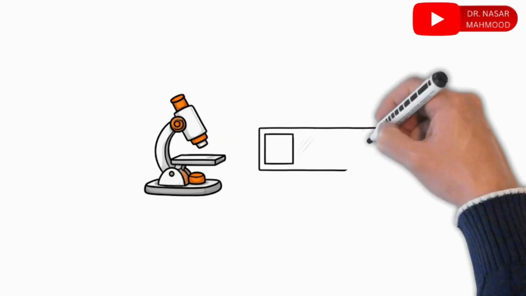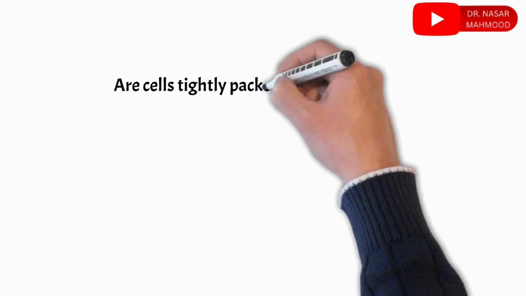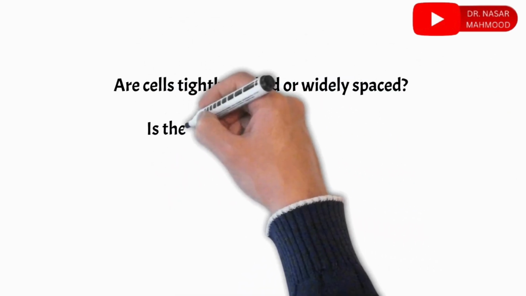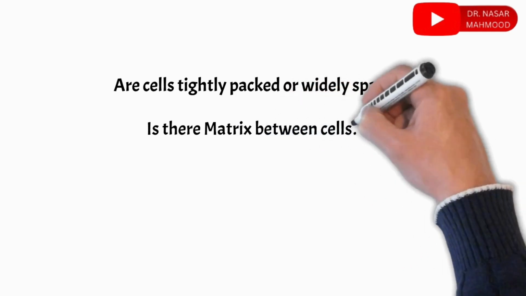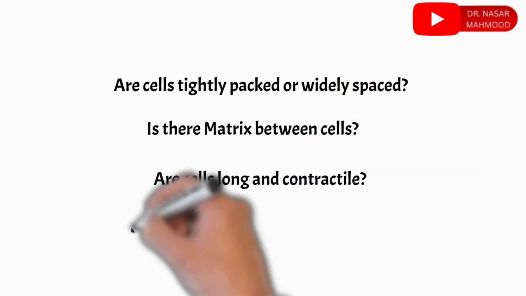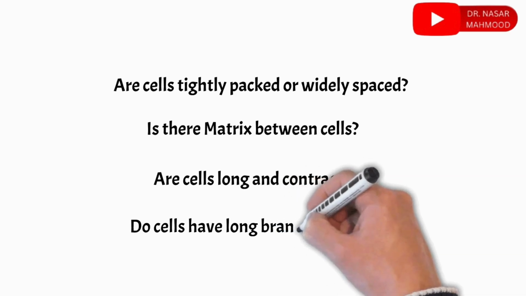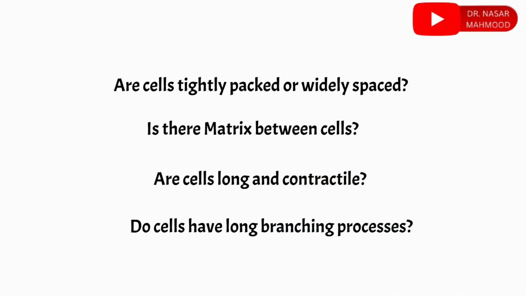Now, when you see a slide, ask yourself, are the cells tightly packed together or widely spaced? Is there matrix between these cells? Are the cells long and contractile? And do the cells have long branching processes? These questions will guide you to the correct tissue type.